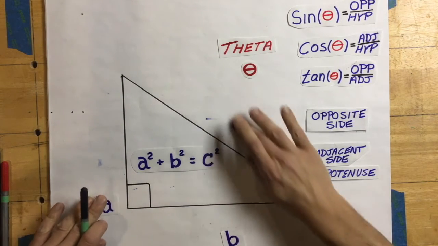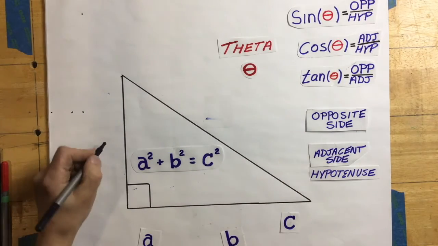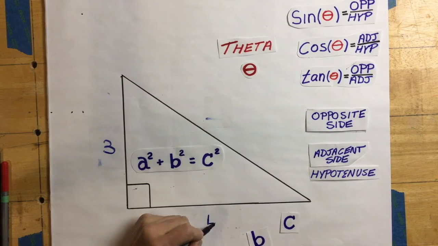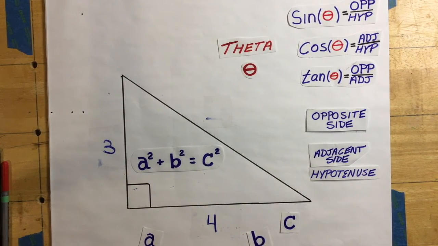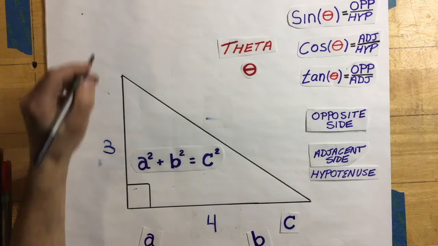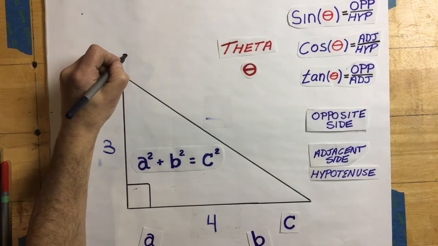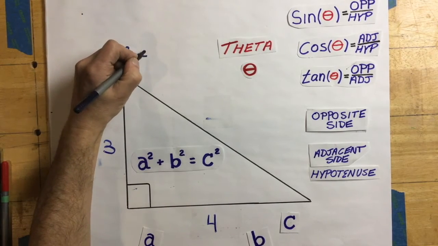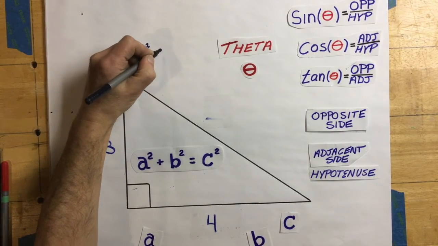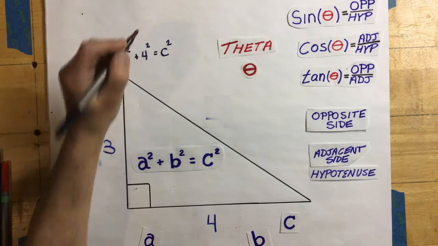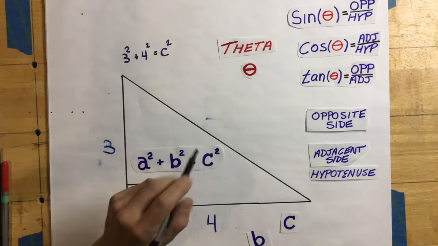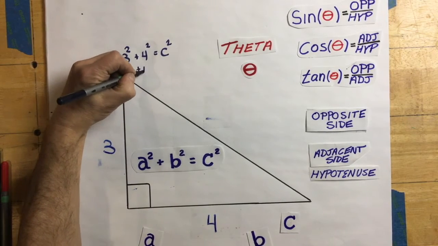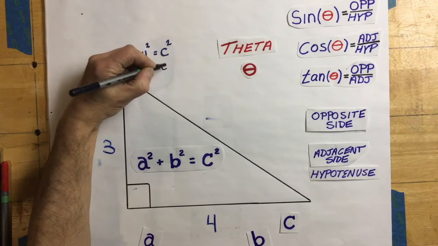So for instance, if I have a side here that is 3 and a side here that is 4, and we look at the math that goes with this, we would be able to say 3 squared plus 4 squared will have to equal the hypotenuse squared. So C is always reserved as the letter that denotes the hypotenuse. So we have 9 plus 16 equals C squared.